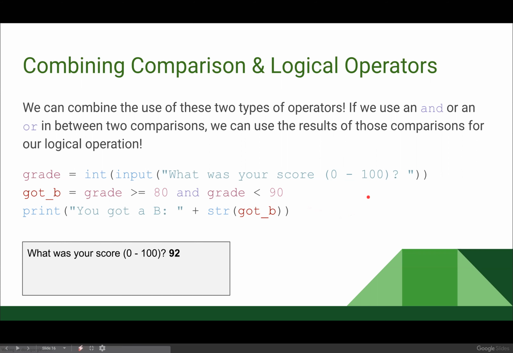So let's say they entered 92. So what was your score, 0 to 100? They entered 92. All right, so grade equals 92. I can replace grade here with 92. Is 92 greater than or equal to 80?